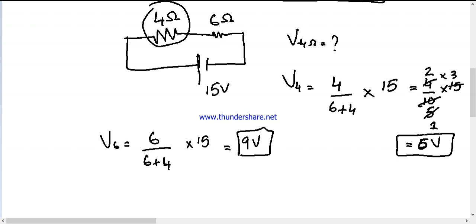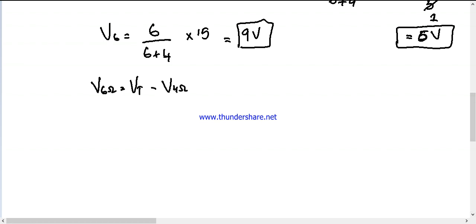Or we can simply calculate the 9 volts by subtracting V4 from the total voltage. V6 ohm equals Vt minus V4 ohm, that will be equal to 15 minus 6, equals 9 volts. See, these are the same.